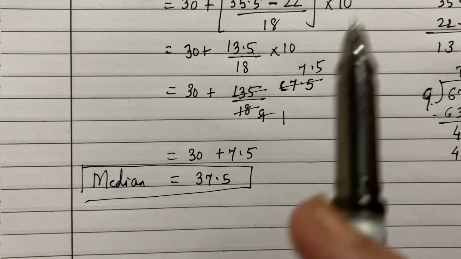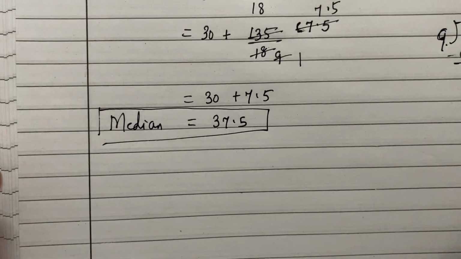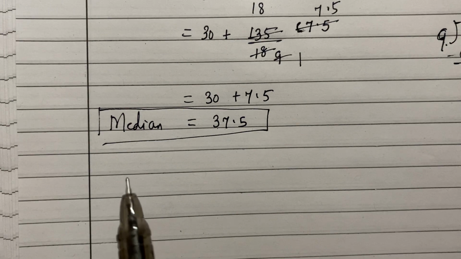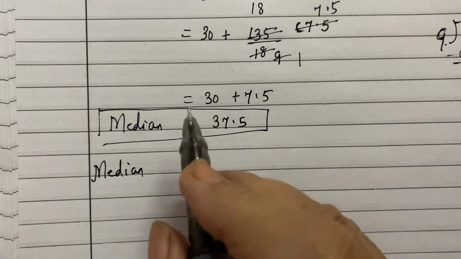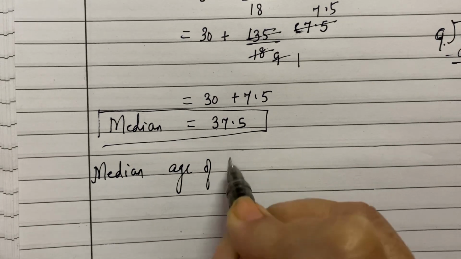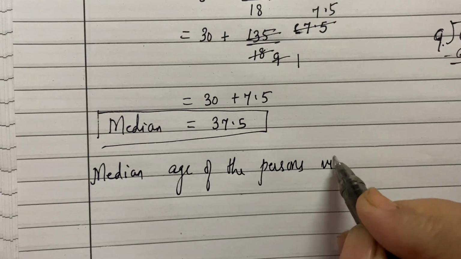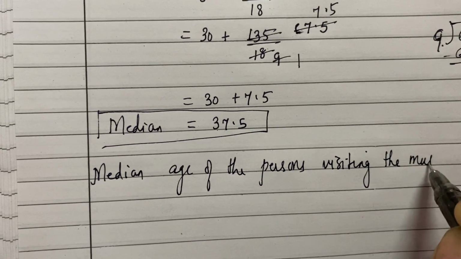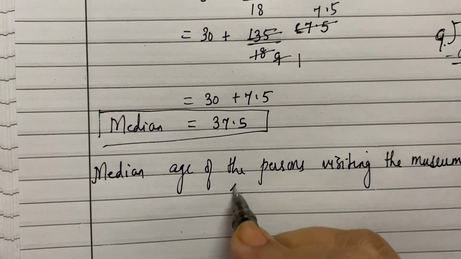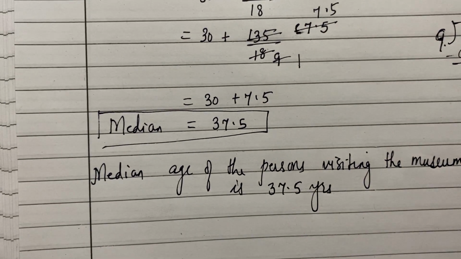So what did we have to find out? The median age of the persons visiting the museum. So what are you going to write, the number of persons or the median age of the persons? The median age of the persons visiting the museum is 37.5 years.